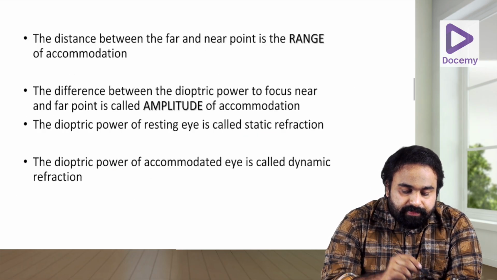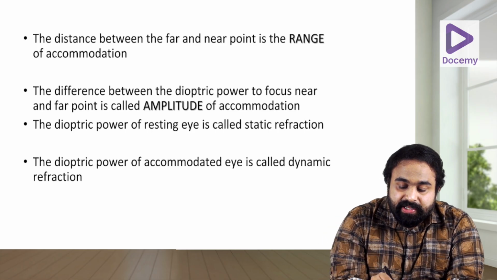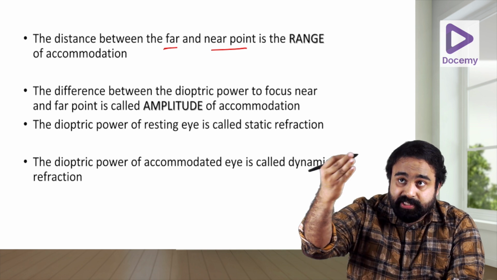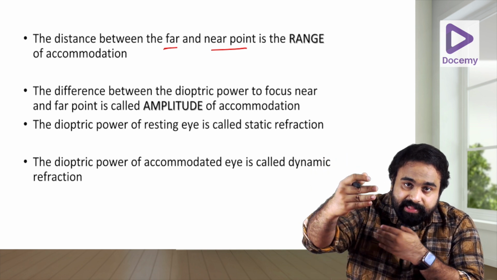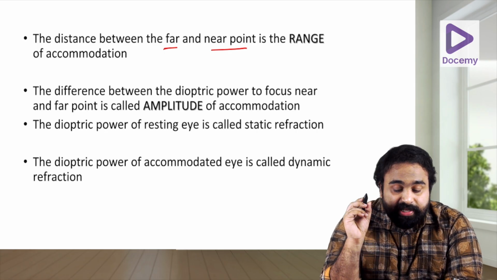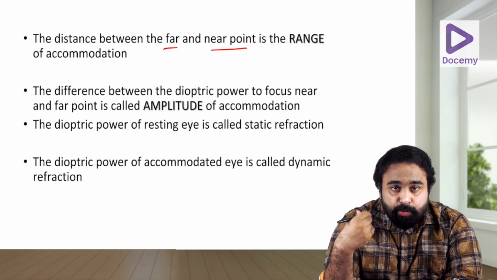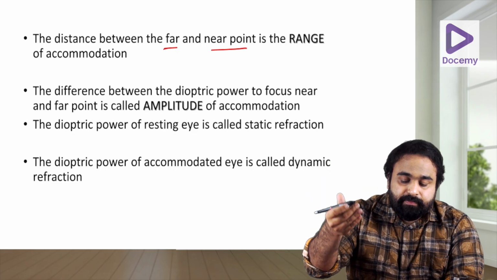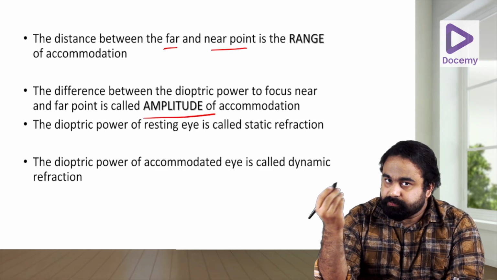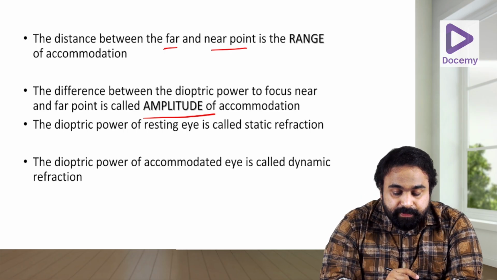So there is a range, that is the range of accommodation. The distance between the far and near point is called the range of accommodation. And I told you accommodation is measured in dioptric power. So the difference in diopter power to focus for near and distant is called the amplitude of accommodation. You have range of accommodation and you have amplitude of accommodation.